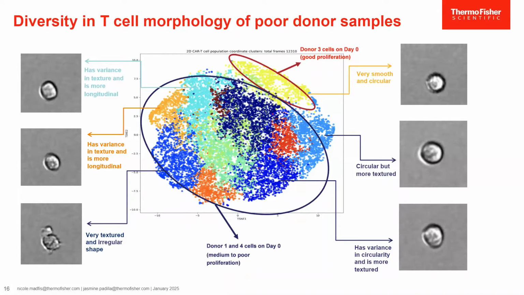This initial exploration of whether morphology parameters can correlate to expansion capacity revealed that certain morphology parameters such as smoothness and circularity, as well as the heterogeneity of cell morphologies in the day zero population, can potentially offer information about how the cell may behave in the future.